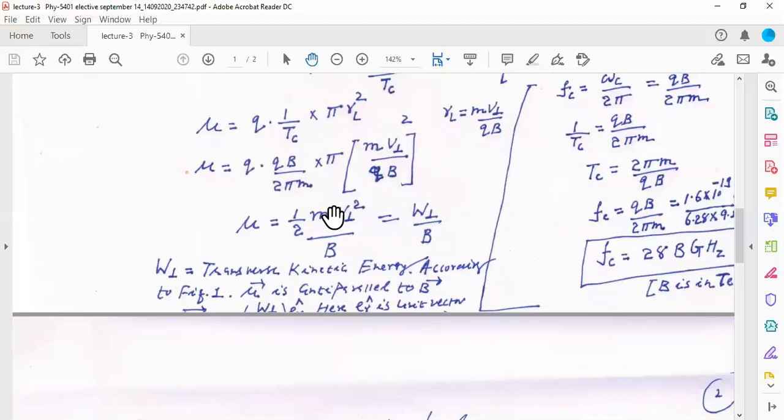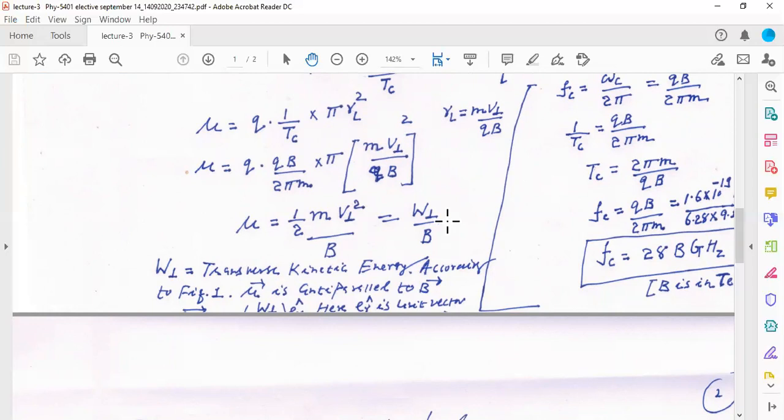So here, once again, I am repeating: please look at this expression. This is the expression I wrote in scalar form. But if you want to write it in vectorial form, you have to mention that the magnetic moment vector mu is equal to the ratio of transverse kinetic energy to the applied magnetic field, with a minus sign, and here I will write a vector e_r caret, where e_r caret is the vector in the direction of the applied external magnetic field.